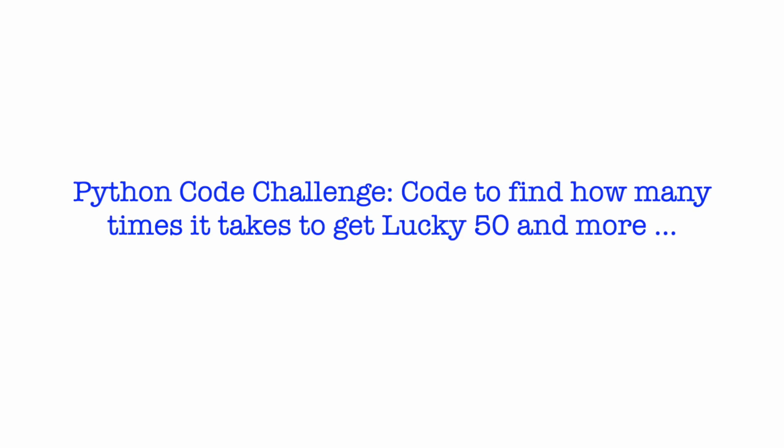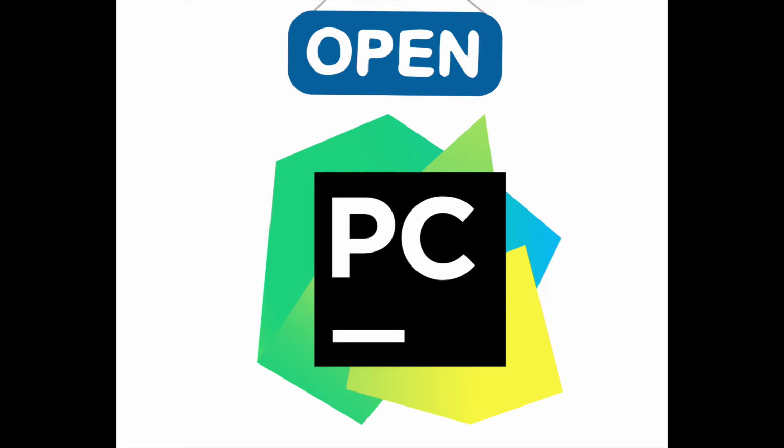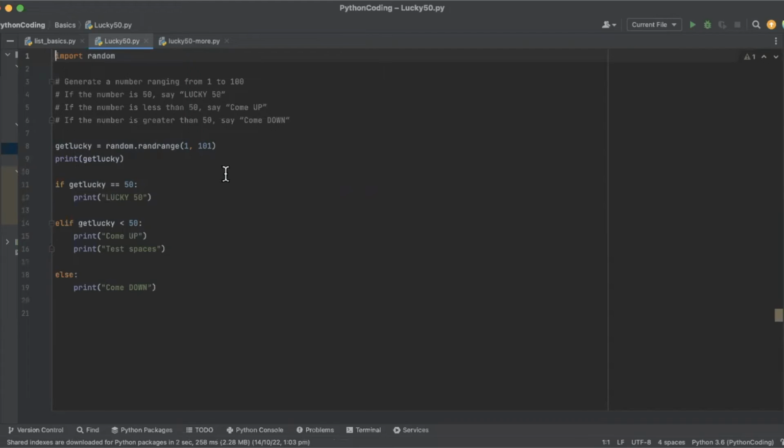I think we're ready for another code challenge. This is going to be built upon a code we did earlier called Lucky 50. Let's pull over our previous code, Lucky 50, and look at what we did at that point. We had generated a random number between the range of 1 and 100, and we checked if the random number was equivalent to 50, we printed Lucky 50, else we had other statements.